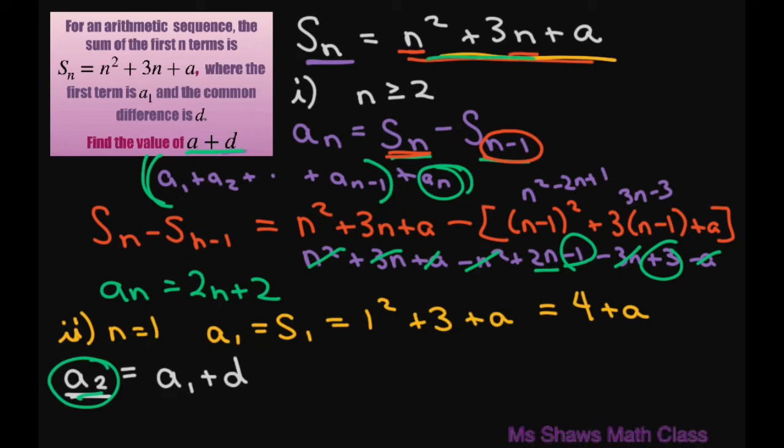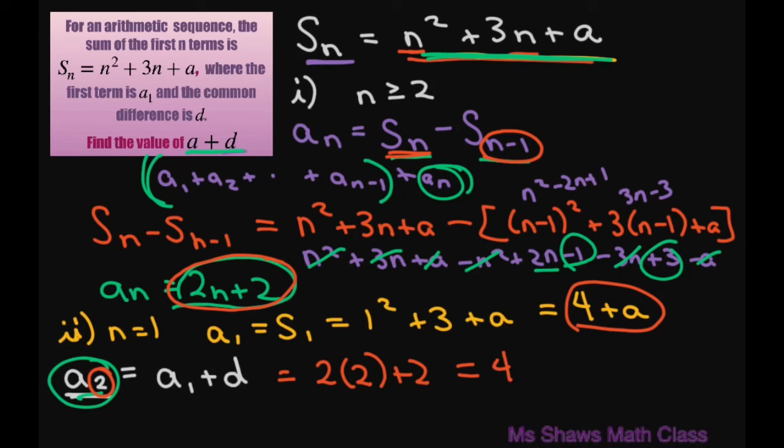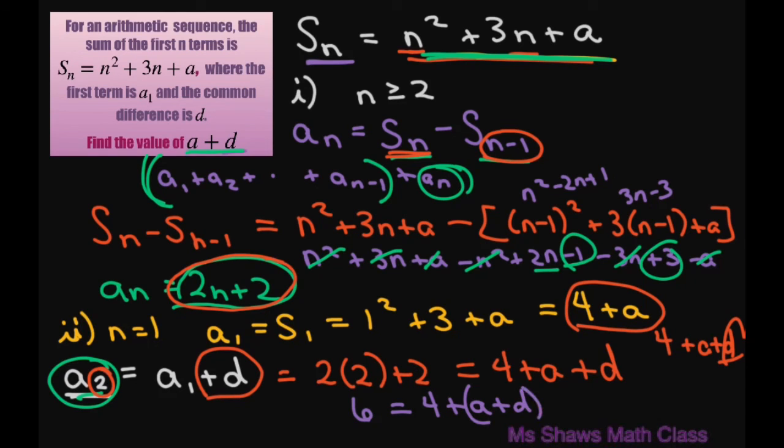So basically, I'm going to look at the second term to find my value of a plus d. So for the second term, I plug it into which one? This one right here. So if I substitute in 2 into here, I'm going to get 2 times 2 plus 2 equals, and then for my first term, we have 4 plus a, but I have to add this d to it. Correct? All right, because if this is our first term, then our second term is going to be 4 plus a plus d, because you're adding that common difference. All right, so this is going to give you 6 equals 4 plus a plus d. So since we only have to find a plus d, subtract 4 from both sides, and you're going to get 2 equals a plus d.